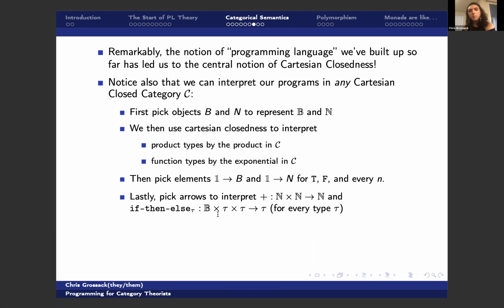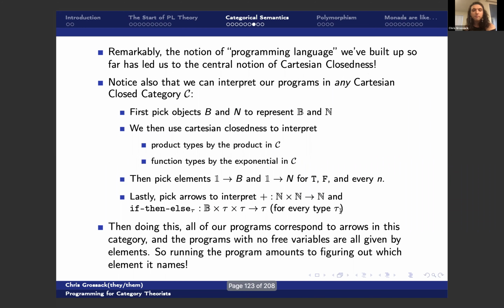And then lastly, we pick some arrows. So plus, that shouldn't be a boldface N. That should be one of these N's. Plus should be an arrow from N times N to N. And if-then-else should be an arrow like this in our category. So all of the basic building blocks of our programming language, we interpret as various arrows in our category. And doing this, all of our programs, by a simple inductive argument, correspond to arrows in this category. And the programs with no free variables are exactly the elements. And so executing this program amounts to figuring out which element is named by the program.